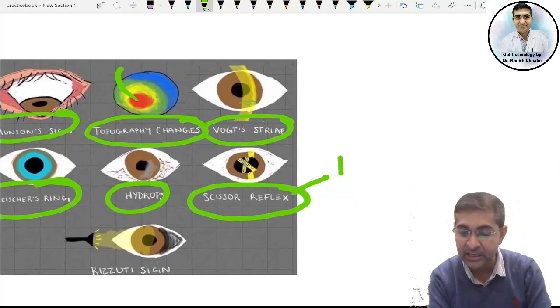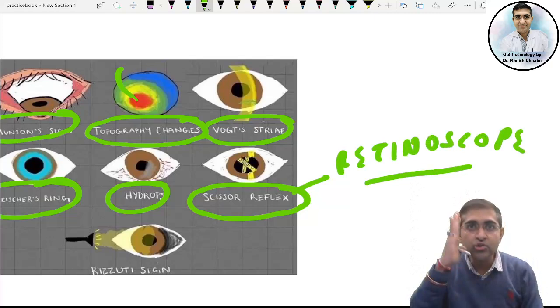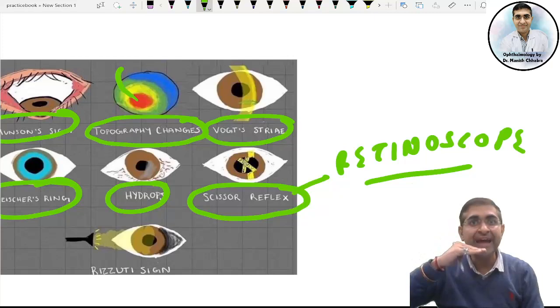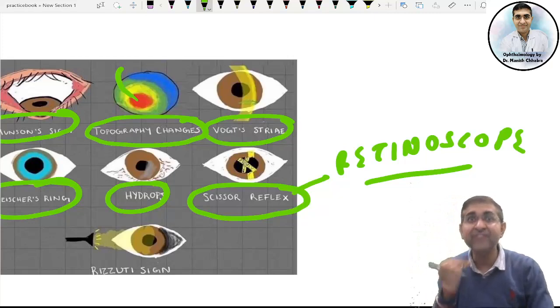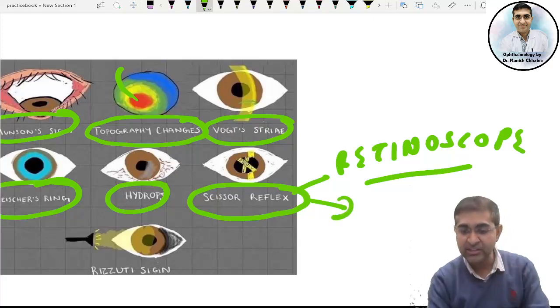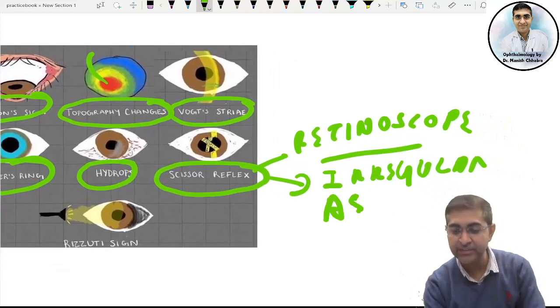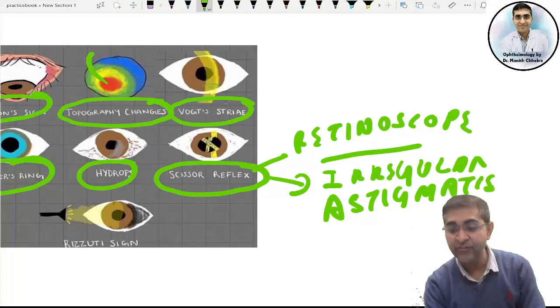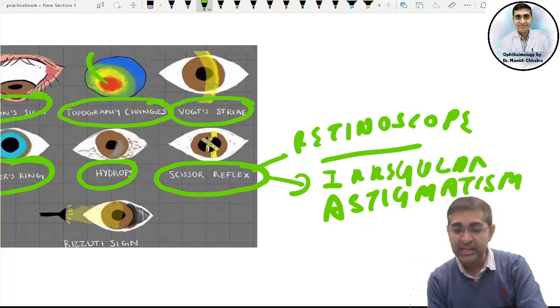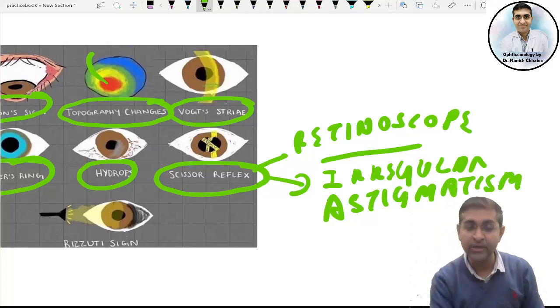Scissor reflex is seen in retinoscopy. So you take the retinoscope, you move the retinoscopic light from one side to another side, right? You remember, you do it from x-axis, you do it at y-axis. So what happens is, the moment the retinoscopic light falls, there is a reflection, a red reflex which is projected back. Now this scissor reflex is actually due to irregular astigmatism. Because there is irregular astigmatism, the reflection of the light reflex will be very irregular, and it looks like it is moving like arms of the scissor. So that is due to irregular astigmatism.